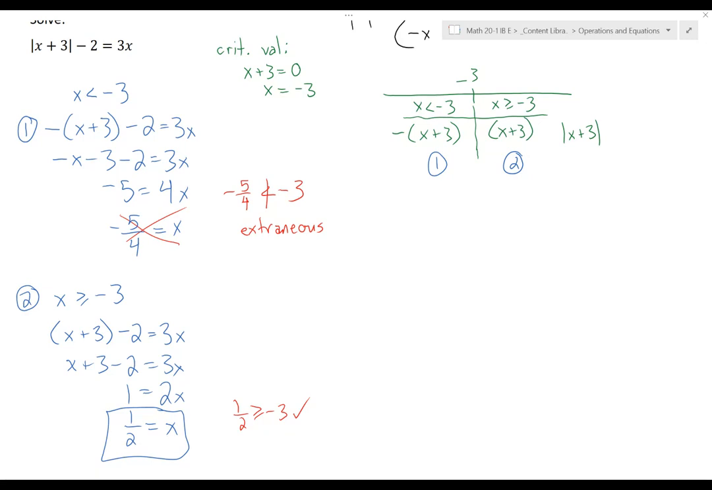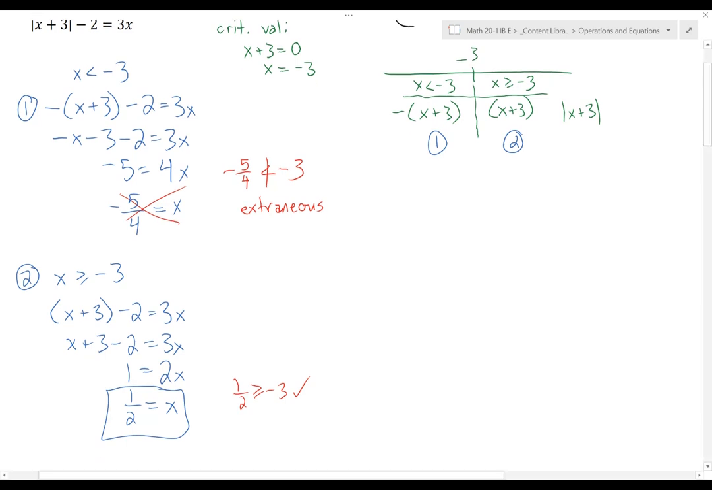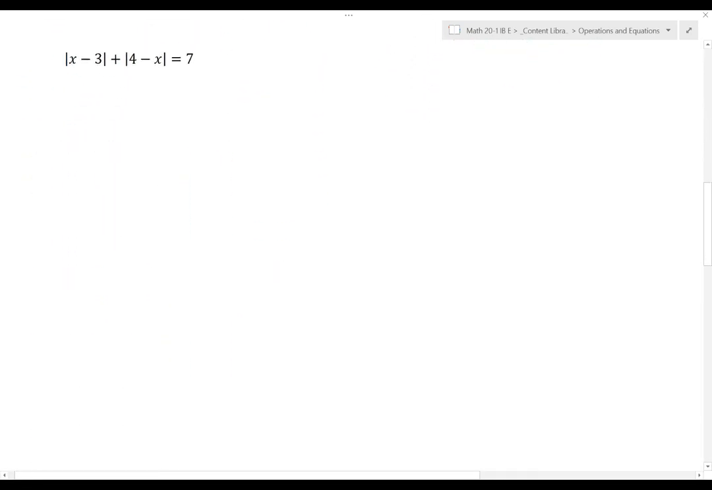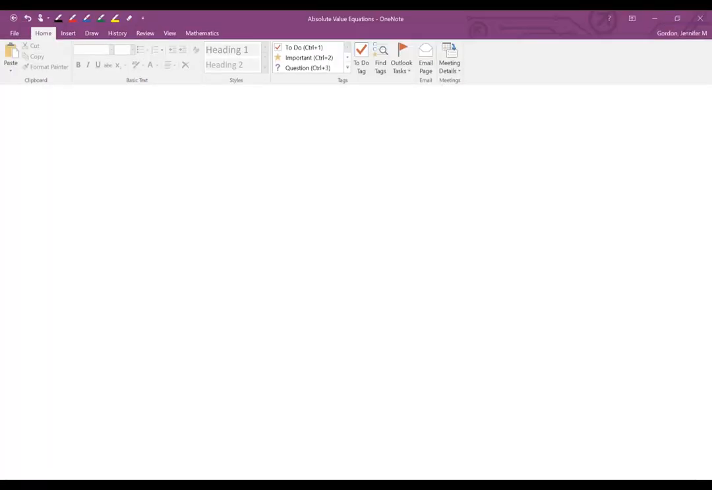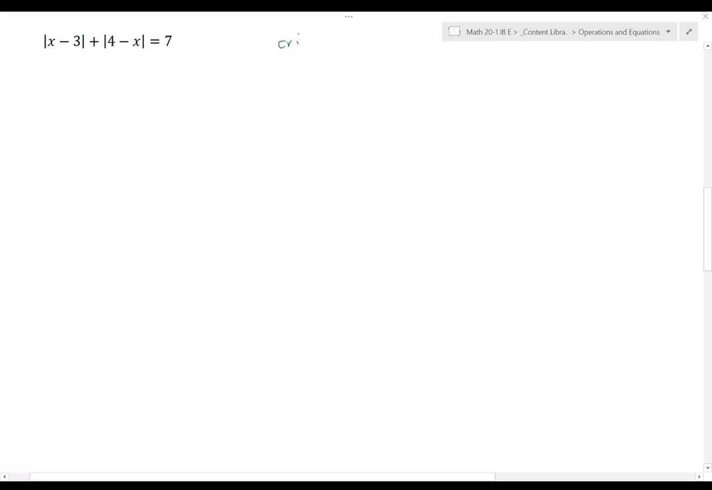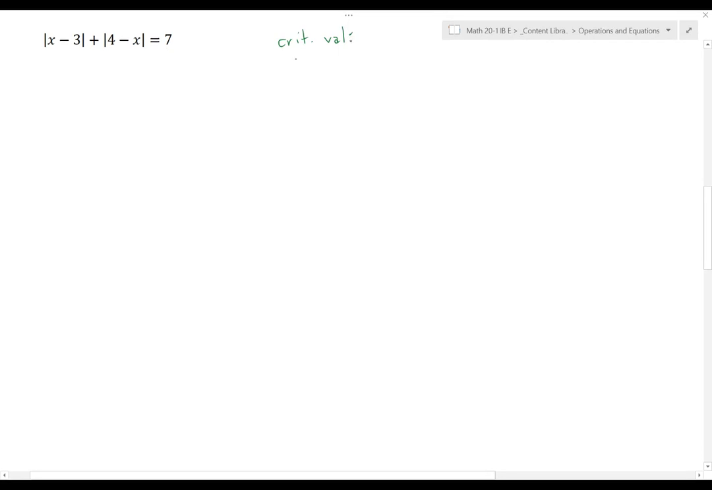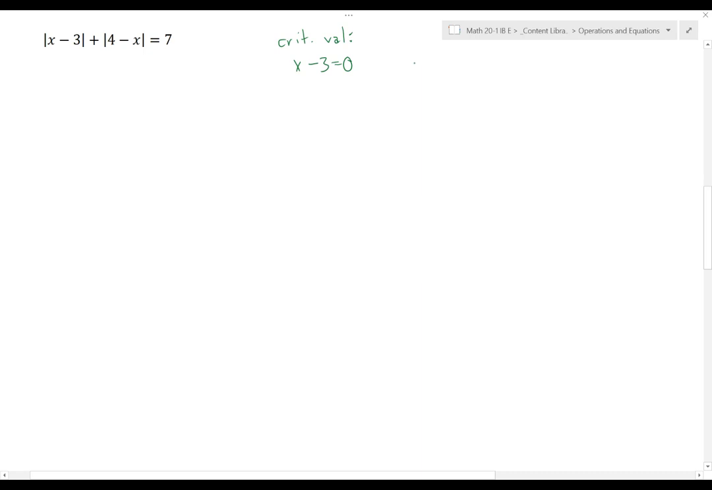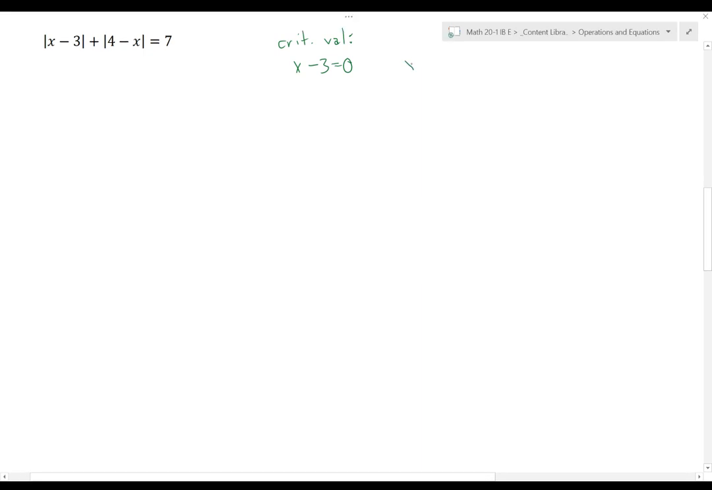We're going to look at some equations that are slightly more complicated. So either in this case, we're going to have two absolute value expressions, or else one absolute value expression that's a little more complicated. But in all of these cases, we start the same way. We start by identifying our critical value or values. In this case, there are two of them, because I get a critical value for the x minus 3 expression, and I get a critical value for 4 minus x.